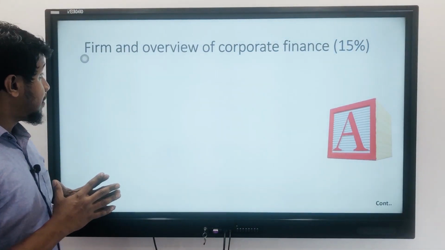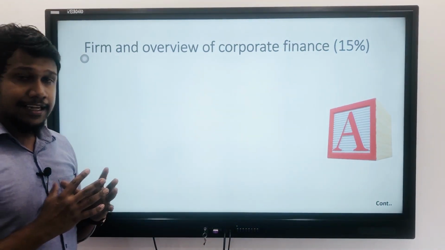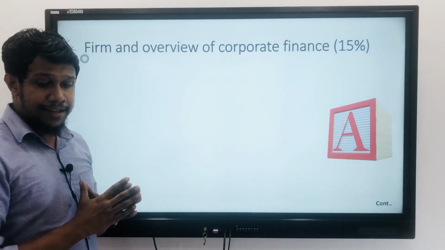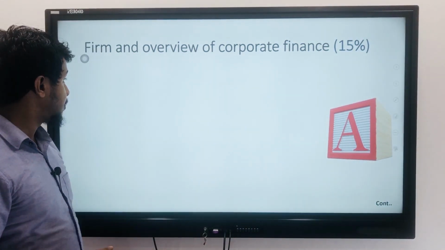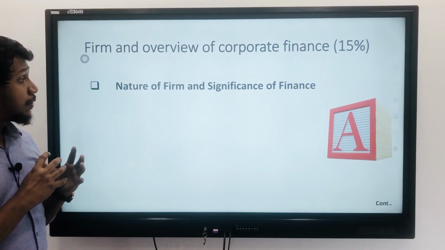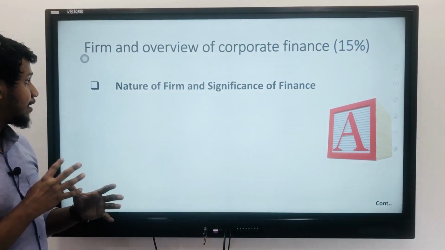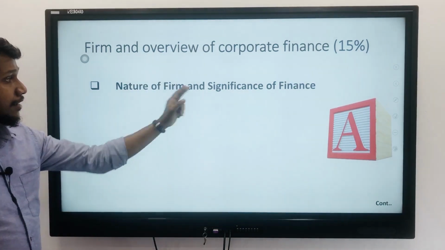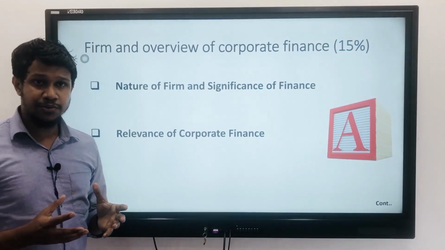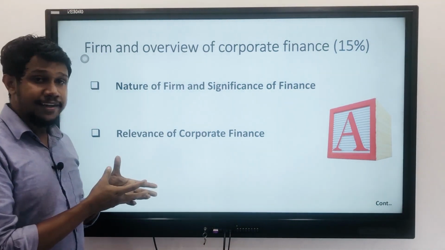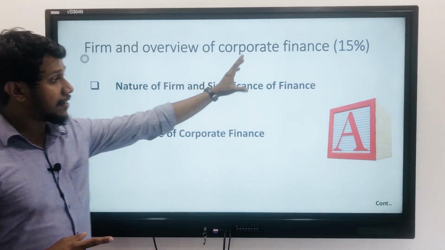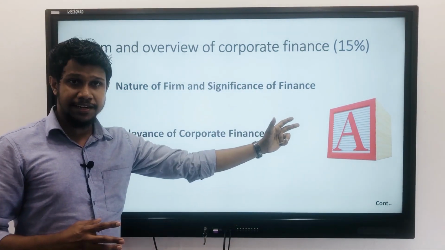Part A, firm and overview of corporate finance. I have explained already, 15% of weightage they have given. So we'll have a look at what areas are included in this part. So nature of firm and significance of finance. So what is the significance of finance to the organization and the nature of the firm, we are going to discuss under this chapter. Then we are going to discuss the relevance of corporate finance. So what is the relevance of corporate finance to the modern business world. So those things we are going to discuss under part A. Some theoretical areas we are going to cover under this part A.